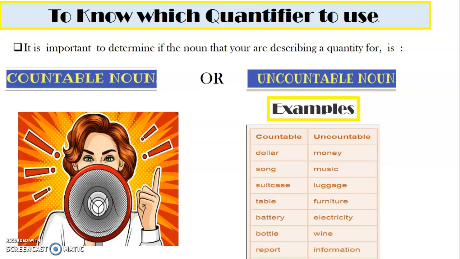Dollars are countable, but the money, we cannot count the concept of money. It's not countable, the concept of money in itself. A suitcase is a countable noun. We can count the suitcase, but we cannot count the luggage. A table is a countable noun. The furniture is not a countable noun. The batteries are countable nouns, but of course electricity is not a countable noun. The same happens with a bottle, which is a countable noun, and wine. We cannot count wine. It's impossible to count wine because it's liquid.